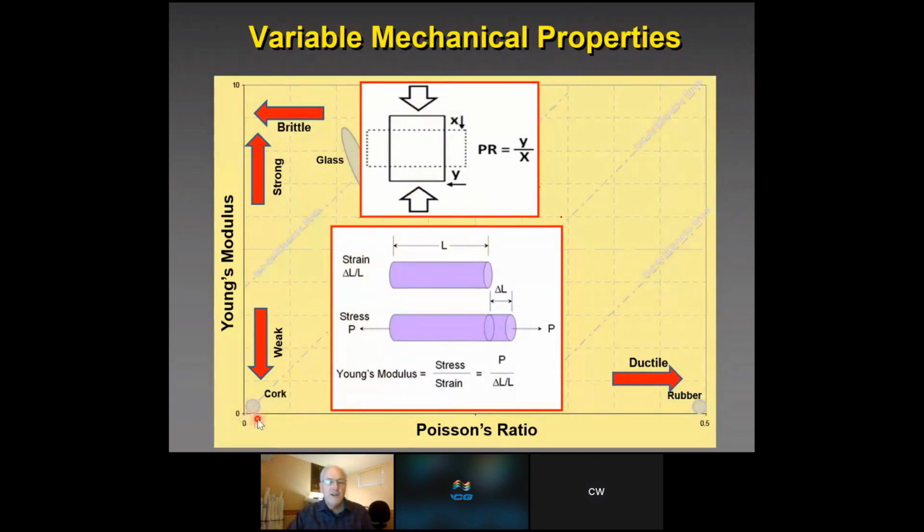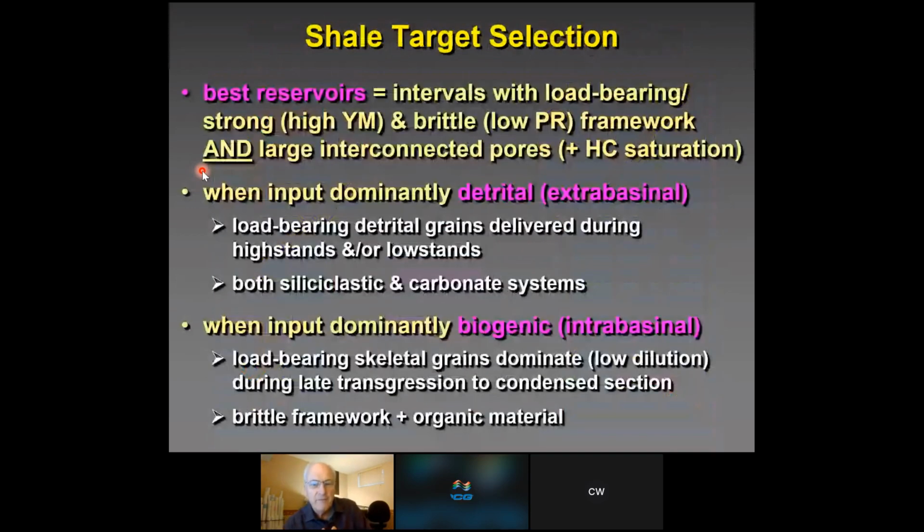So we tend to like shales that don't look like cork or rubber. We want them up here near the glass end, this upper northwest quadrant on this cross plot. But these are variable throughout any shale column. The shales will have big clouds of data in here. It's not just one single number. So like I say, beware of averages. You have this variability, and this variability, or heterogeneity, may seem completely random. It's not. It follows a logical succession based on the development of your systems tracts in your shales.